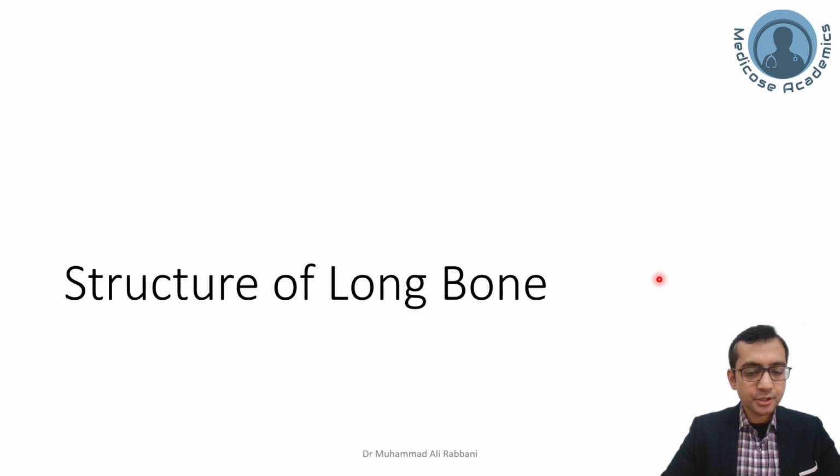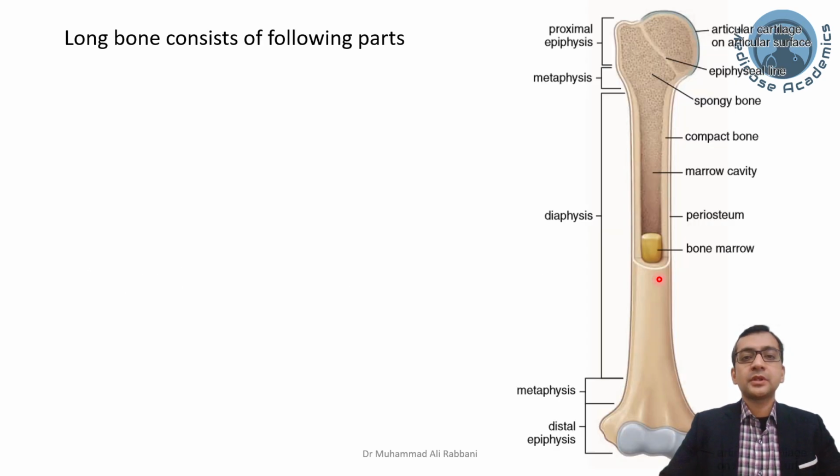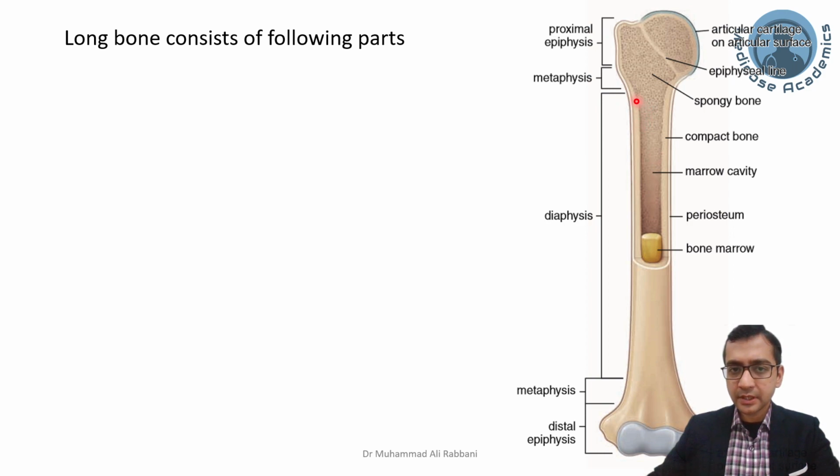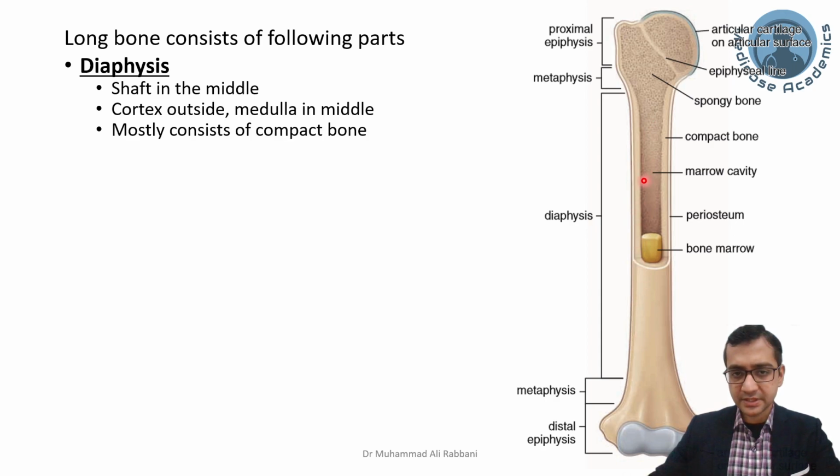Now, the structure of the long bone. Long bones may vary a little in shape, but their basic structure remains the same. Let's start from the center outwards. This whole shaft, the long cylinder of the bone, is called the diaphysis. Simply, shaft of the bone is also used. This is the shaft of the bone.